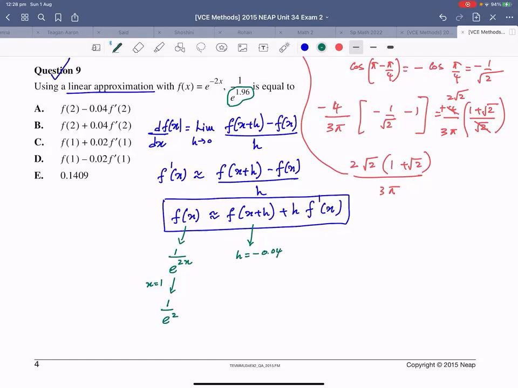Then when you do that, x plus h. So it would be 1 divided by e to the 2 times x plus h. So x is replaced by x plus h, so 2x minus 0.04, like that. Then when x is equal to 1, you get that.